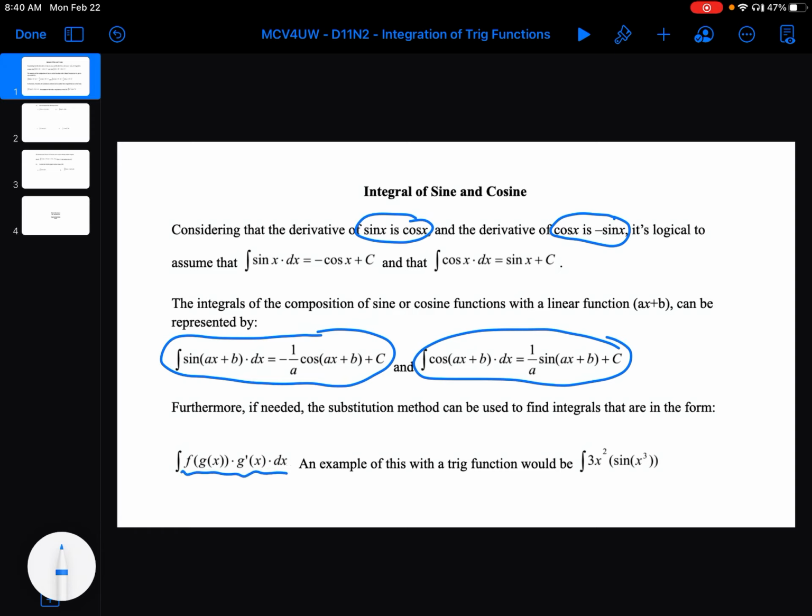Okay, now most of the time it's going to be integration by substitution just because of the way that sine and cos are set up. However, it's not always the case. So let's look at some examples.